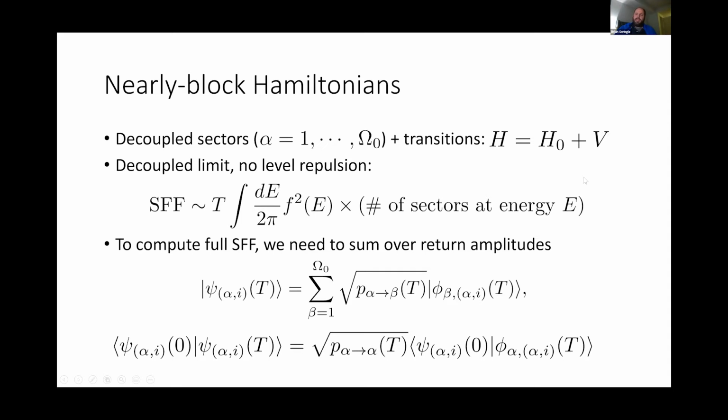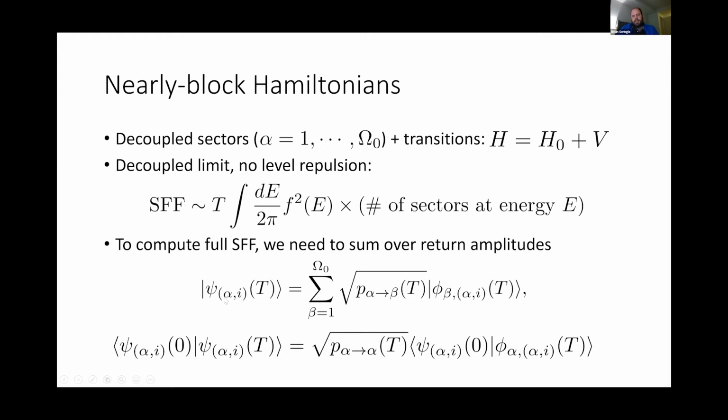So if we want to take into account the effects of V, we need to include the possibility that V causes transitions between these different blocks. And because the spectral form factor is essentially a return amplitude, it's a trace of the time evolution operator, what we need to do is compute that return amplitude for the transitions caused by the perturbation V. So I'm going to write down an ansatz for the many-body wave function. The ansatz looks like the following.